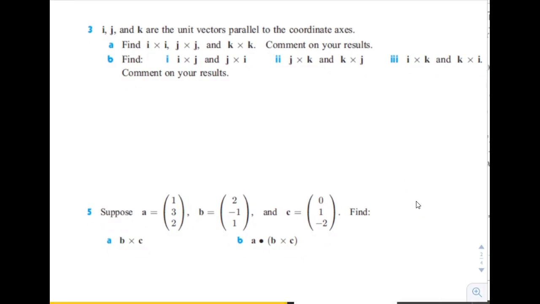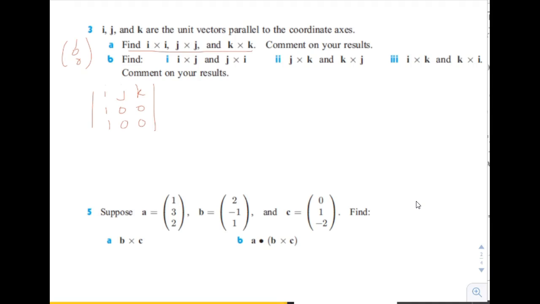Okay, so number 3, first thing we're going to do is verify that I cross I, J cross J, and K cross K are the 0 vector. The I vector, of course, is written 1, 0, 0. If I was going to write it in determinant form to figure out what the cross product is, I would write it out like that.